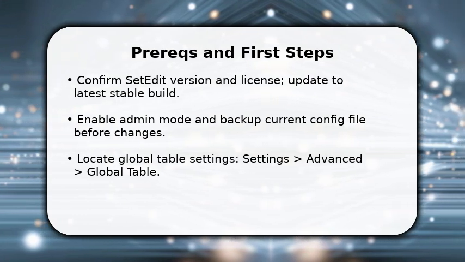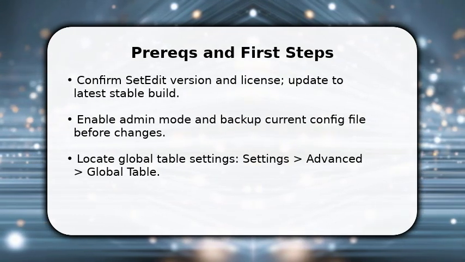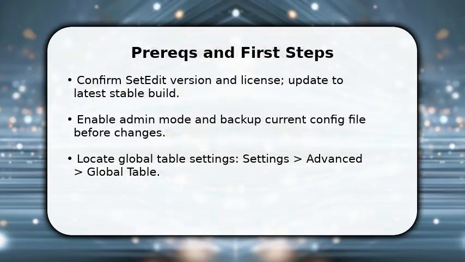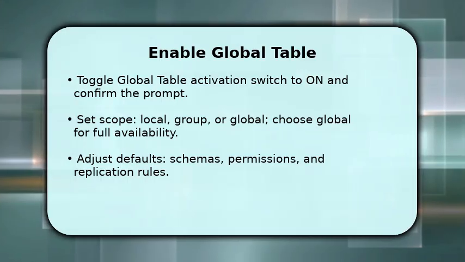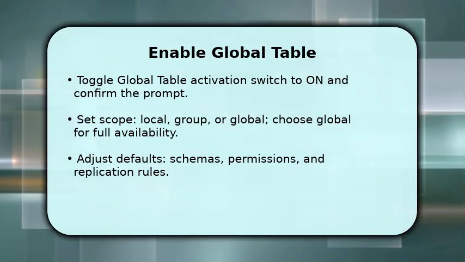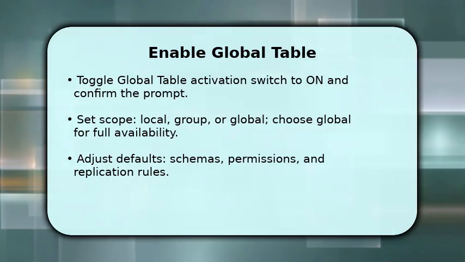Now enable the Global Table toggle and accept the confirmation. This writes an activation flag to the config. After activation, set the scope explicitly to global so entries propagate system-wide rather than staying local.